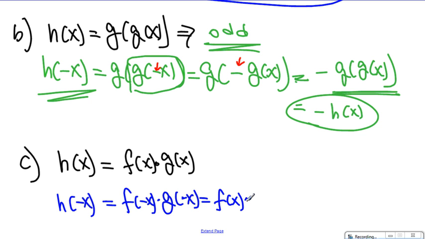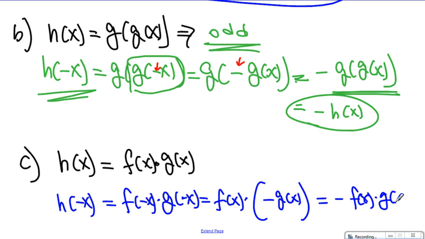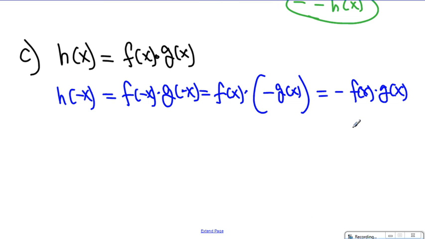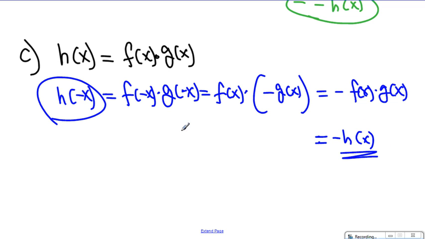But on the other hand, how about g of x? g of x, when you have a negative sign, becomes negative g of x. Then when you multiply these two things together, we will end up having negative f of x times g of x. Wait a minute. f of x times g of x was h of x, but in this case, what do we end up getting? We end up getting the negative of that, so this would be equal to negative h of x. Oh, we started with h of negative x, and end up with negative h of x. This function must be odd.